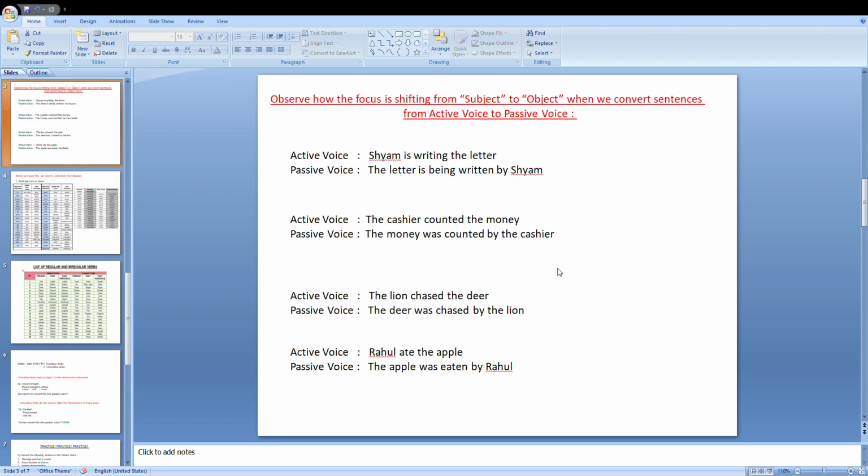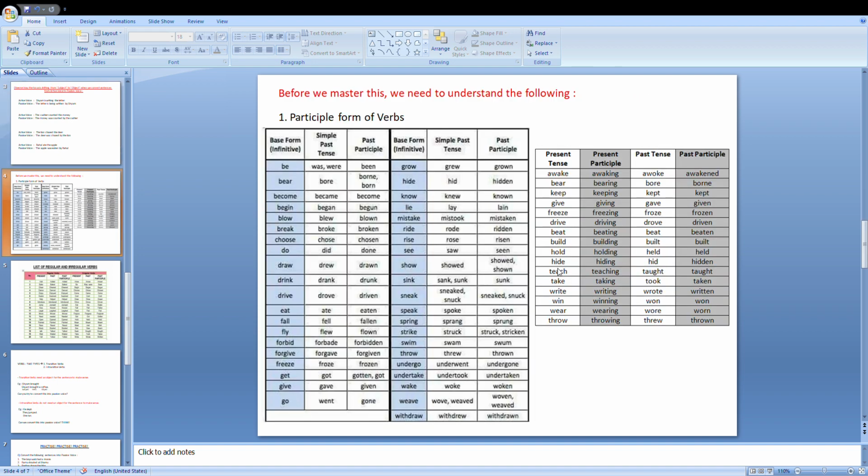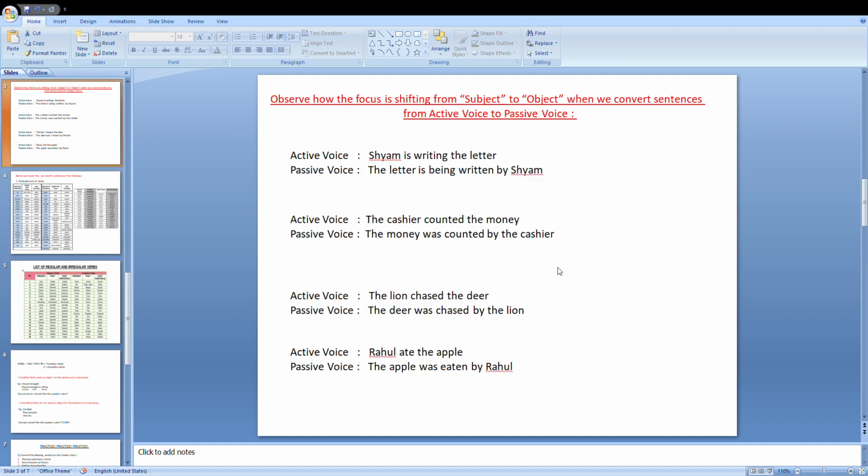When we are converting a sentence from active voice to passive voice, we use the participle form of verbs in the passive voice. For example, let's look at the first one. Here the verb is writing. Shyam is writing the letter. When we convert that to passive voice, it becomes the letter is being written by Shyam. So here written is the participle form of write. Here the participle form of count is counted itself. For chase, it is chased.